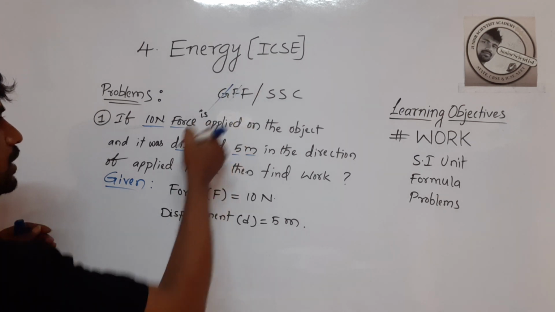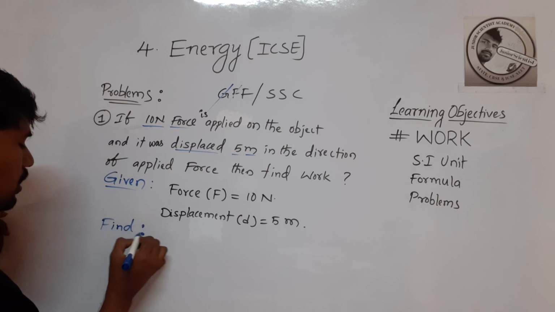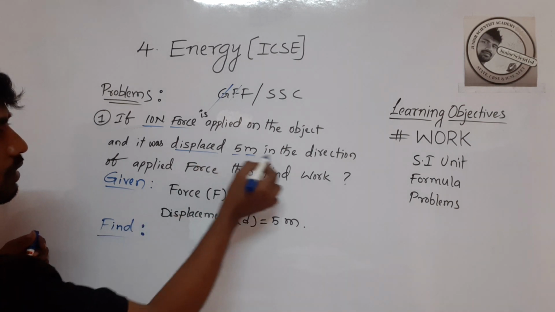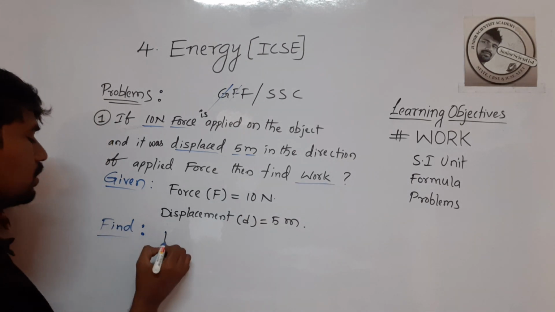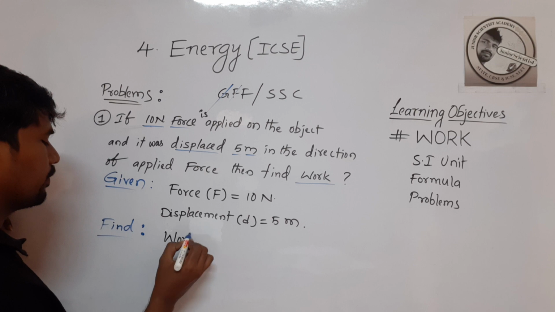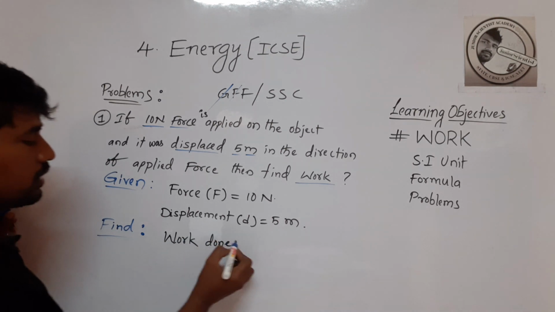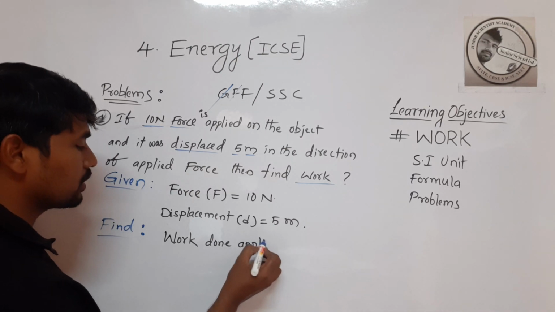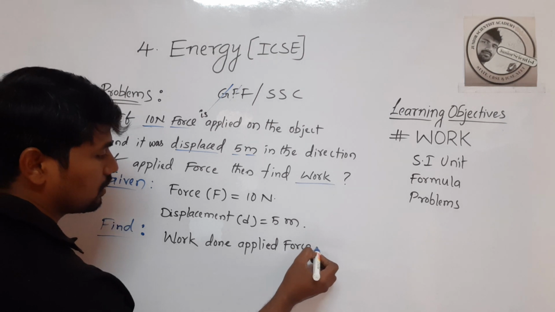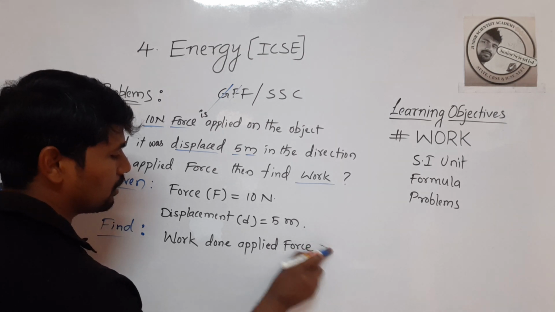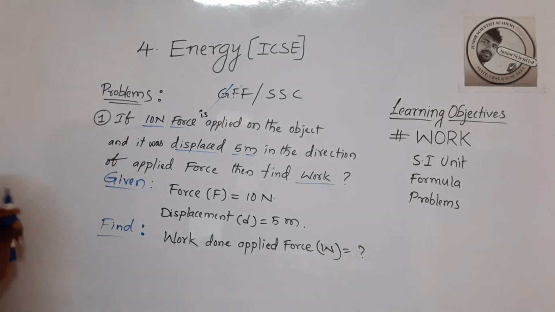Next, the word F means find. What we have to find here? We have to find work. Work done by applied force. Work done by applied force means the concerned letter is W, W is equal to question mark.